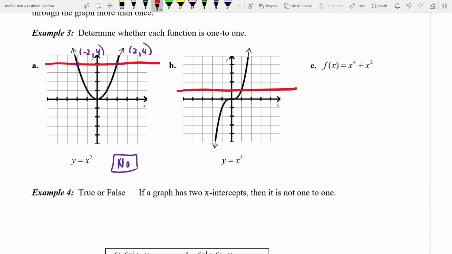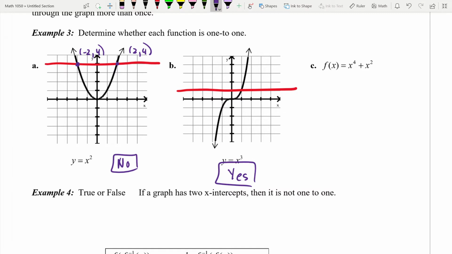Draw a horizontal line. Imagine grabbing that red horizontal line, moving it up and moving it down. Will it ever hit my graph more than once? Talk to me. No. So is it 1 to 1? Yes, it is. Okay. Now look at question C.